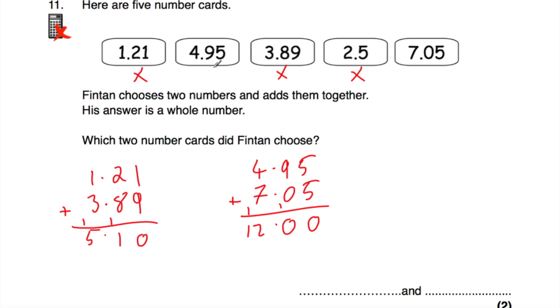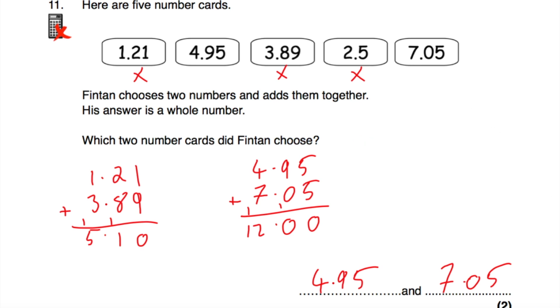So 4.95 plus 7.05 is equal to 12. And so they must be the 2 numbers that Finton chose. Finton chose 4.95 and 7.05. And that's it, and they add together to give us a whole number. So they're the 2 numbers that Finton chose.